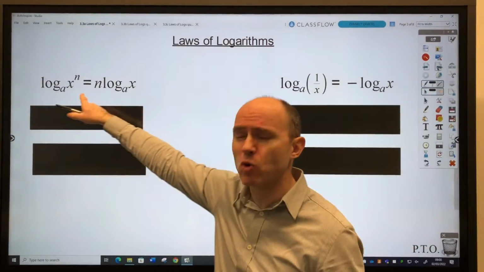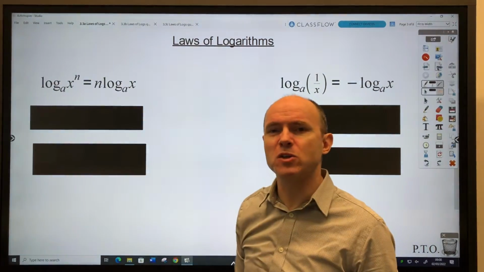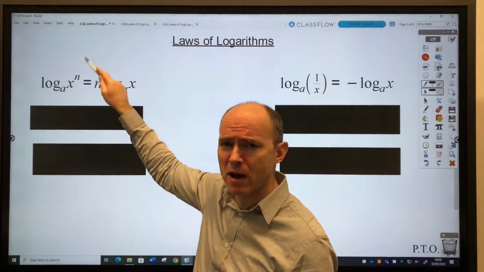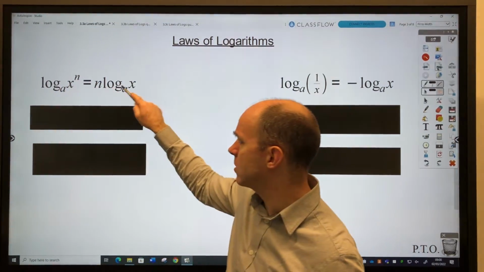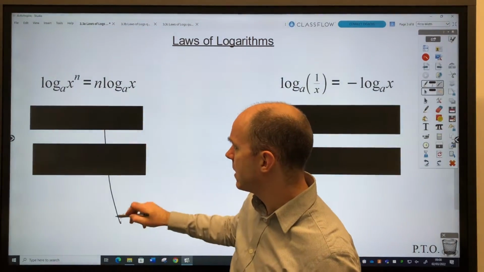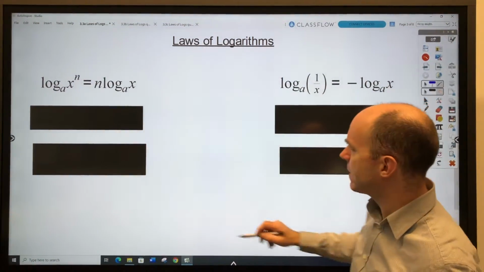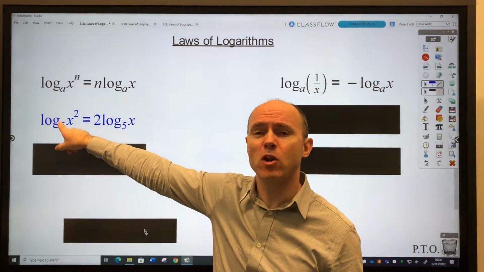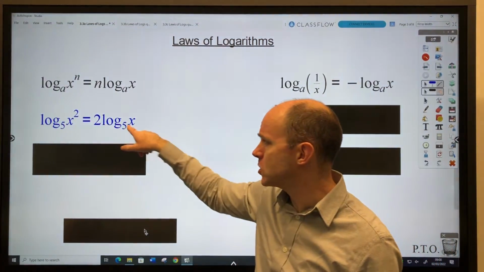This one here, I call the power rule, and it's about using the power of this logarithm here. So you've got log of x to the power of n. You can rewrite it as n log of x. Obviously, same base again. So what does that mean? Let's just put it back into this mode. In terms of this expression here, you can rewrite log x squared as 2 log x.